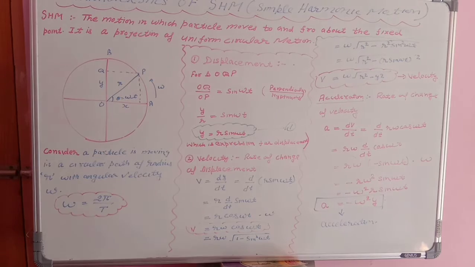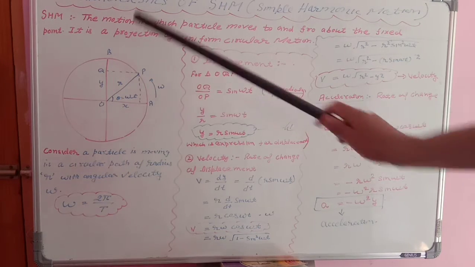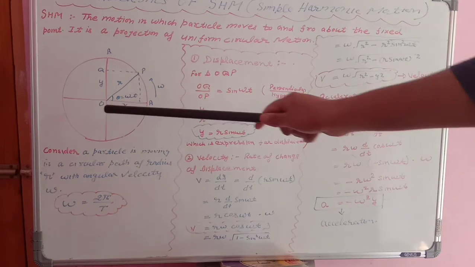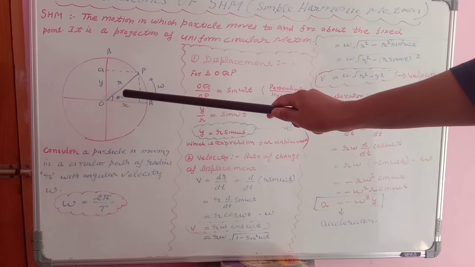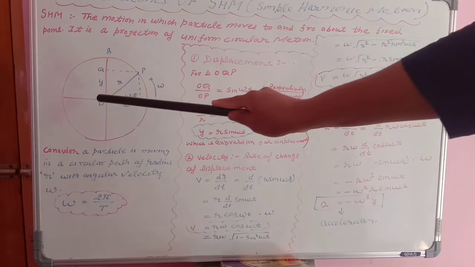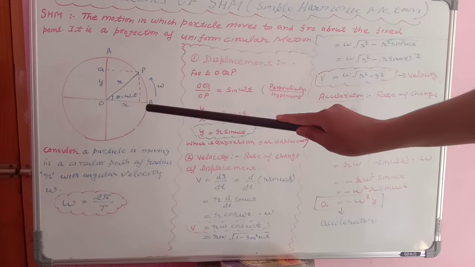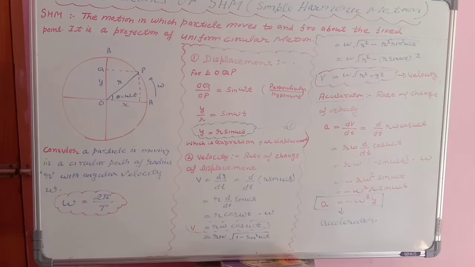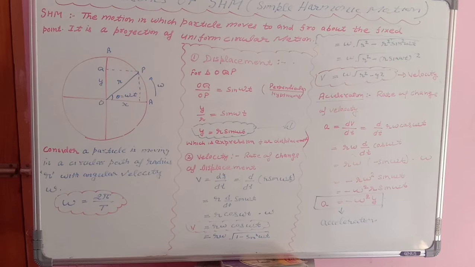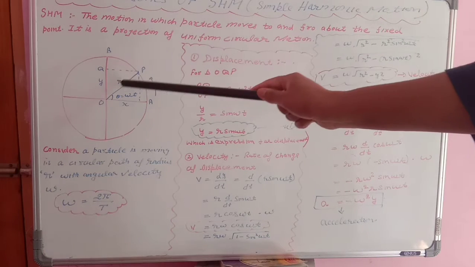First is your displacement. Dear students, from this figure you can see that the particle P is in the first quadrant of circular motion, where the radius of circular motion is small r, and its displacement is measured from the mean position, the central position. These are the extreme positions. Okay, so this is your mean position. Dear students, displacement is y, radius is r.